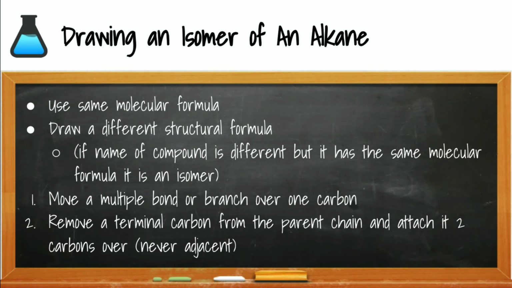So there are 2 ways in which we can draw an isomer. One way is to find and move either the multiple bond or the branch over 1 carbon. And then the other way is to take a terminal or end carbon from the parent chain, remove it, and attach it 2 carbons over. And it's really important to remember we never attach it to adjacent carbons. So always 2 carbons over.